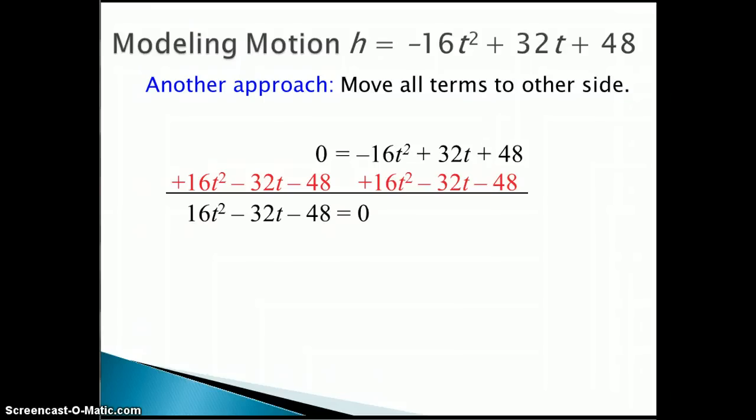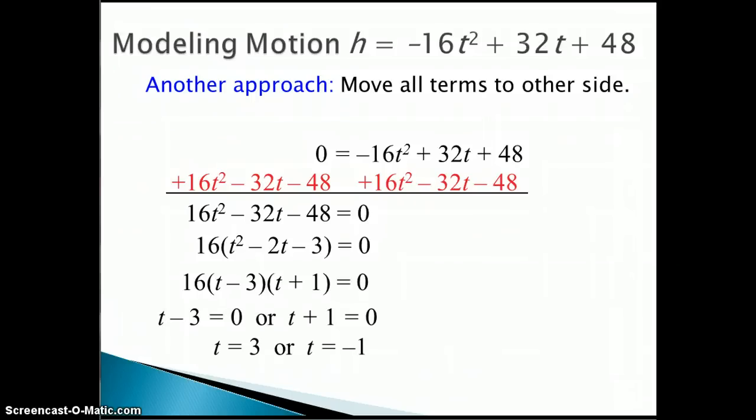Now we have it in the correct form, but we have a positive coefficient on the first term instead of a negative coefficient like we had before. So now we factor out that GCF of 16, and notice we get the same remaining polynomial as before. So we factor that, and we get the same solutions.